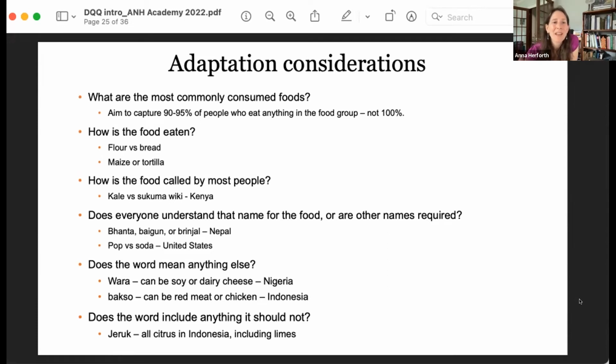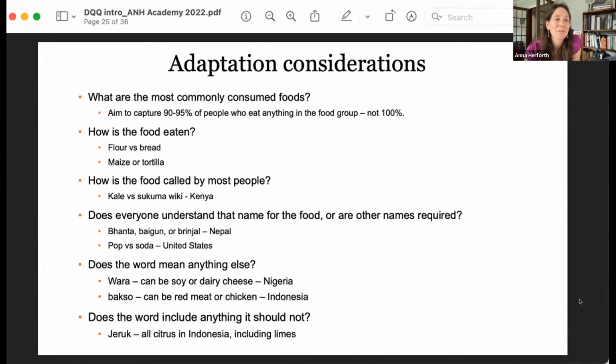Also keeping in mind if that word means anything else inadvertently. In Nigeria, if we just said the word wara, it could recall things that are either in the legume category or the cheese category, or both. So we have to specify there what we're talking about, soy wara or wara from milk. And another example from Indonesia of a word that could mean 2 different food groups.